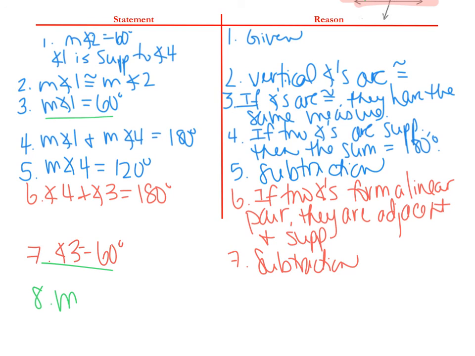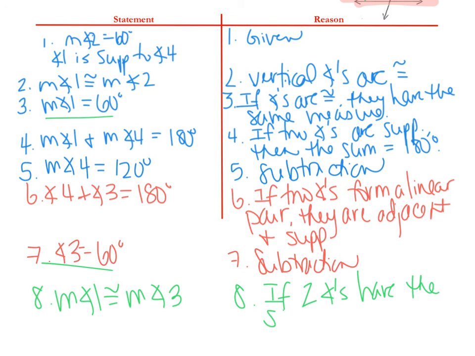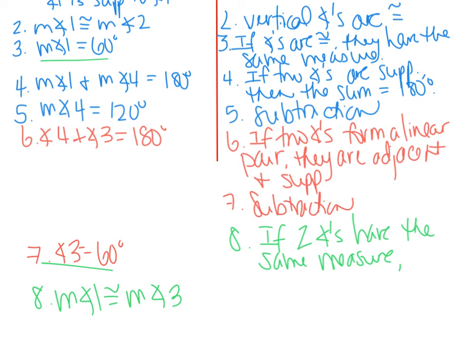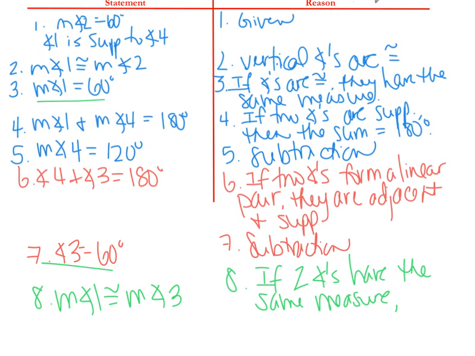The measure of angle 1 is congruent to the measure of angle 3, because if two angles have the same measure, then they are congruent. Uh-oh. Of course, at the very end, then they are congruent.